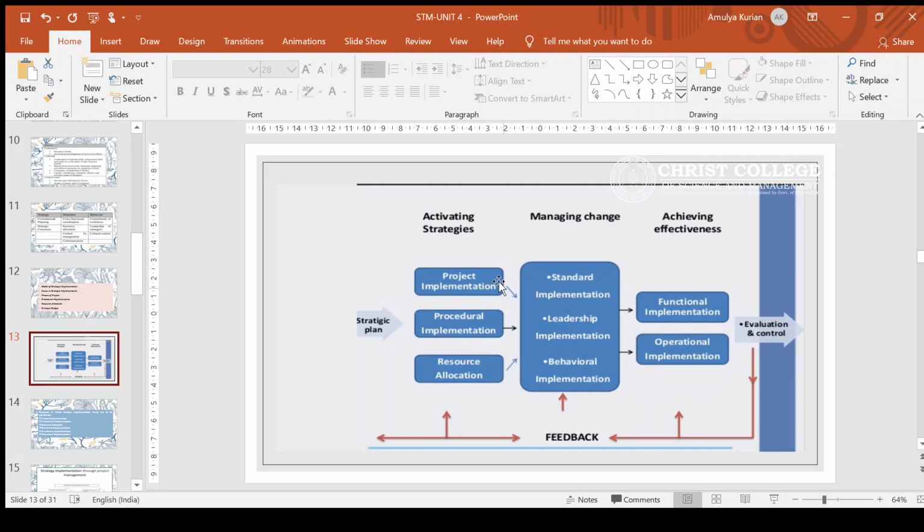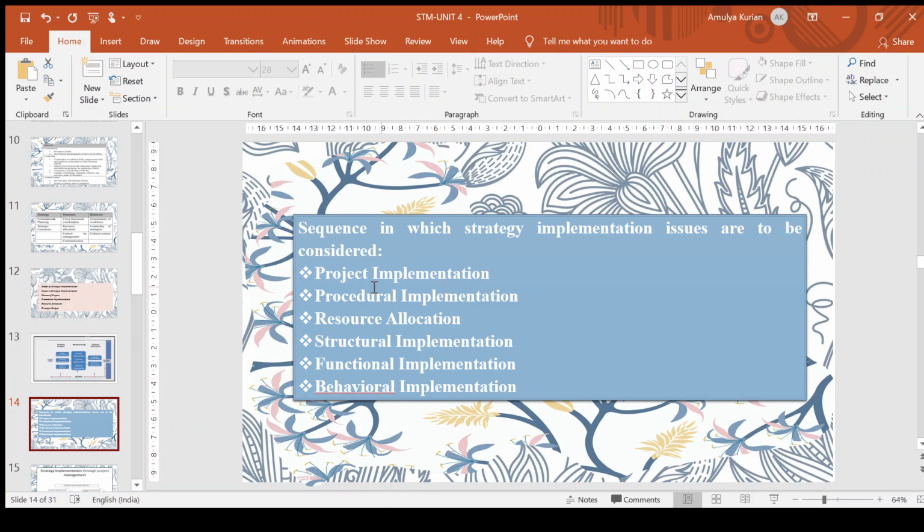So as told, there are six issues which we have to keep in mind when we are coming to strategic implementation. First one is project, second one is procedure, third one is resource allocation, fourth one is structural implementation, the fifth one is behavioral implementation, and the last one is functional implementation. Hope you understood. So let's see again once more: project, procedural, resource, structural, functional, and behavioral aspects. So let's see what we mean by project.